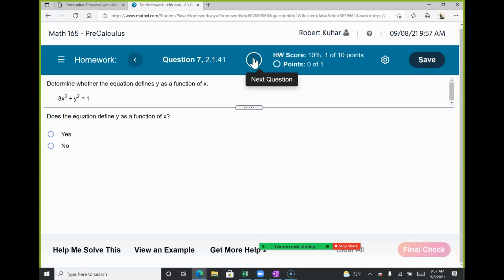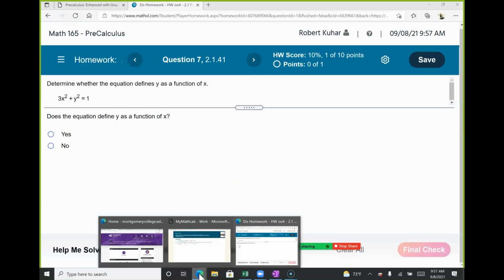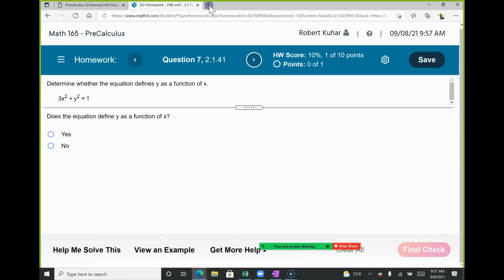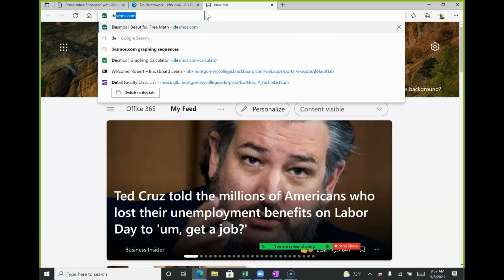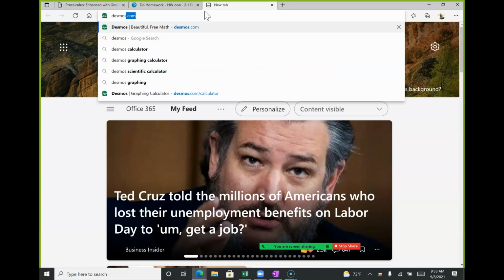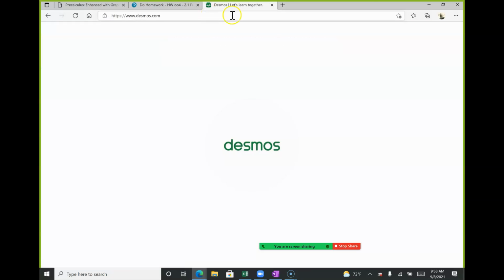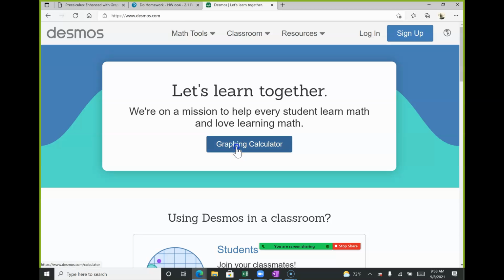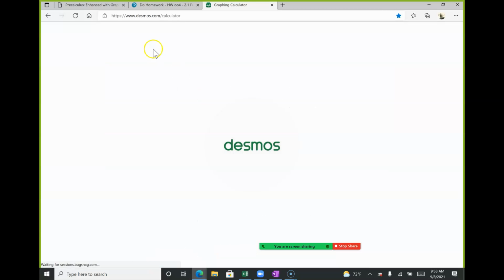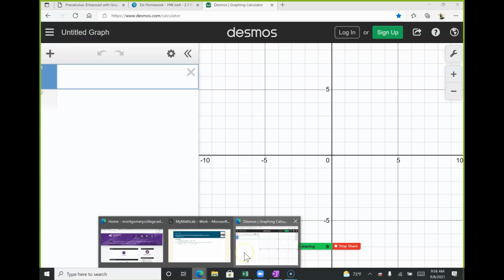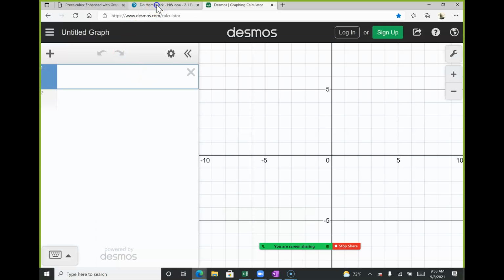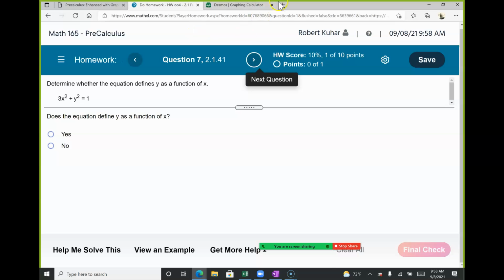This particular one is an ellipse. These are really nice to draw in Desmos, and I would invite you to do that, even though you're not going to use Desmos on a test. Our calculators are kind of dinosaurs. They don't graph things that nicely. What did I have? It's 3x squared plus y squared equals 1.